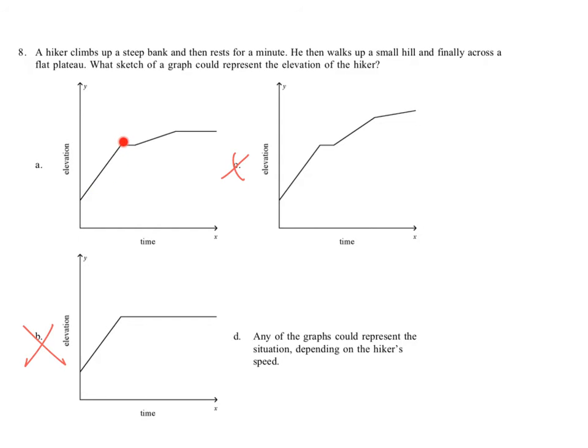Climbing up a steep bank, rests for a minute, walks up a small hill, and then across a flat plateau where the elevation is not increasing. Well, certainly it's not the case that any of these could represent that, because C and B don't represent it. So what's left is that it's A.